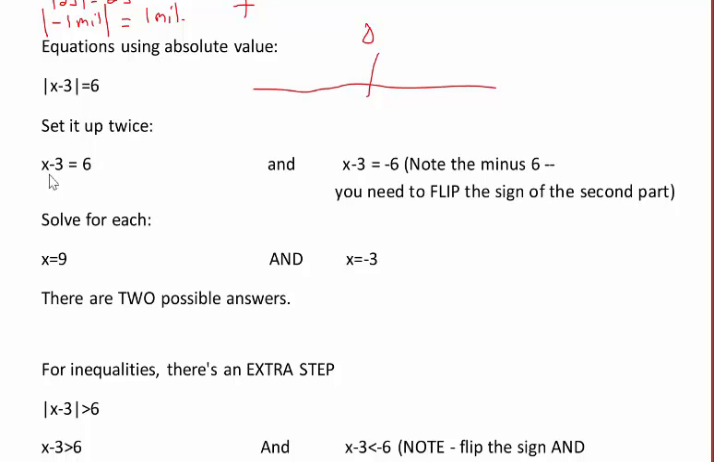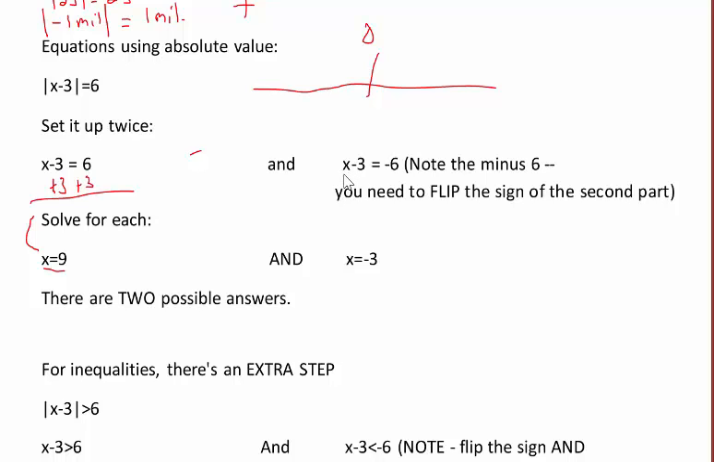The first way to do it is the most straightforward. You just get rid of the absolute value signs and solve for x. So we've got x minus 3 equals 6. If you add 3 to both sides, you get x on its own. Add 3, you get x equals 9. Okay, second way. Next step.